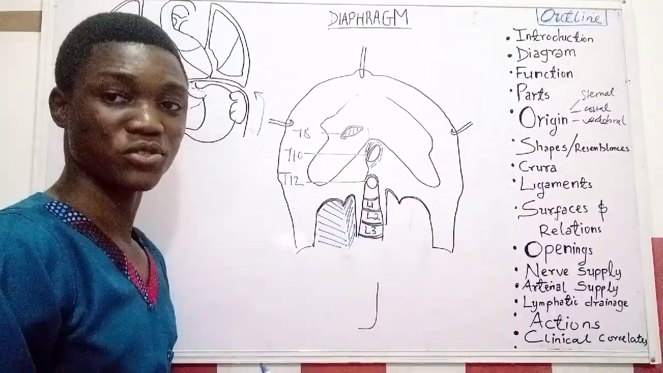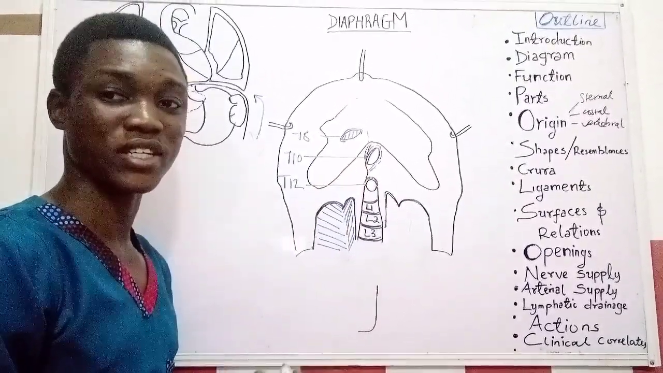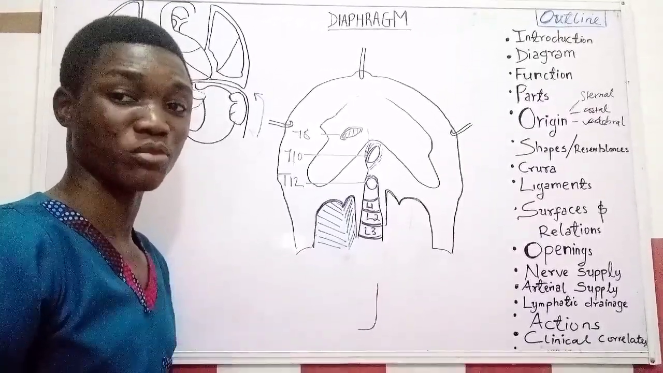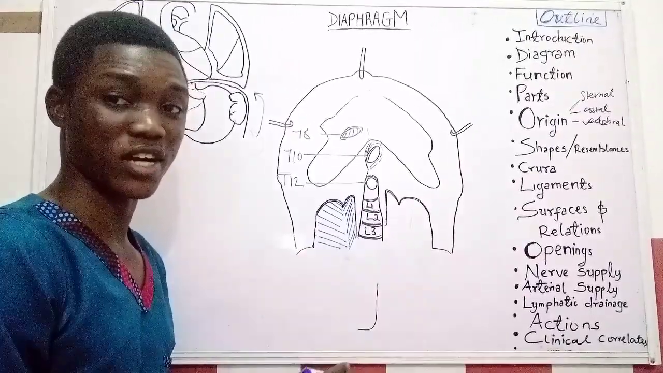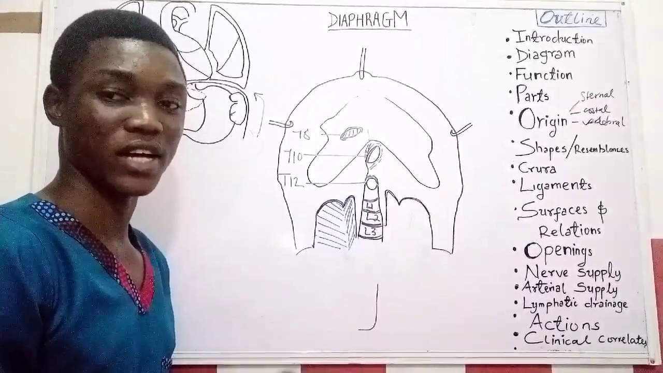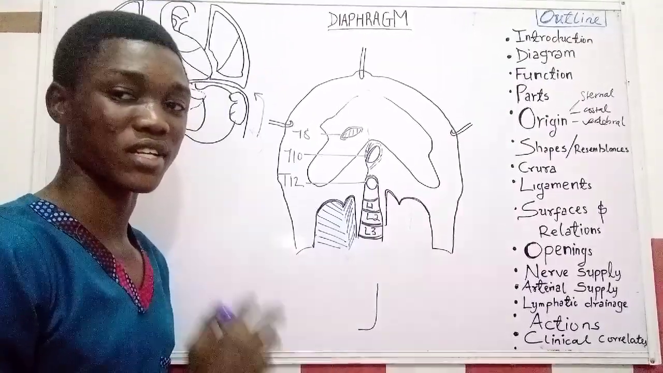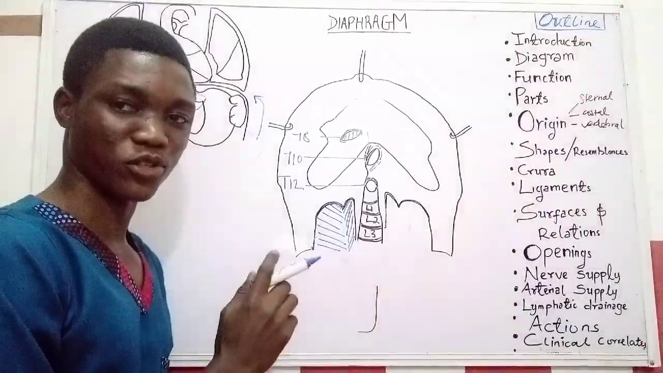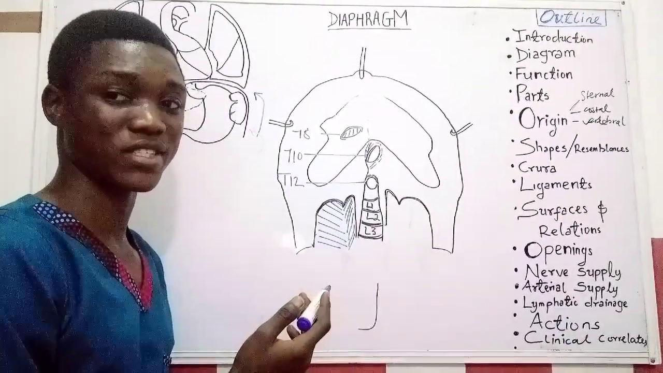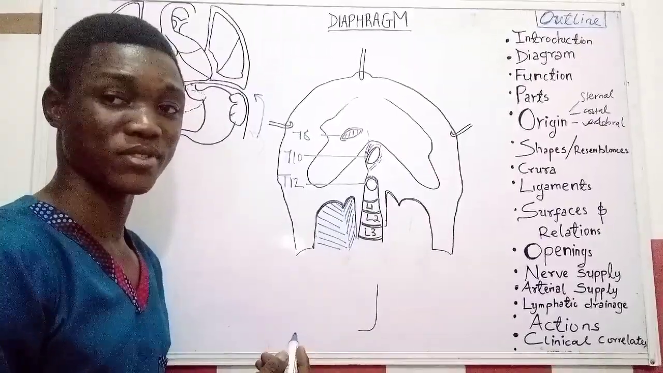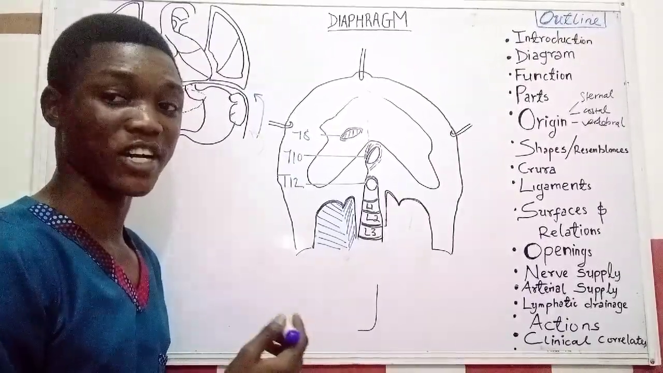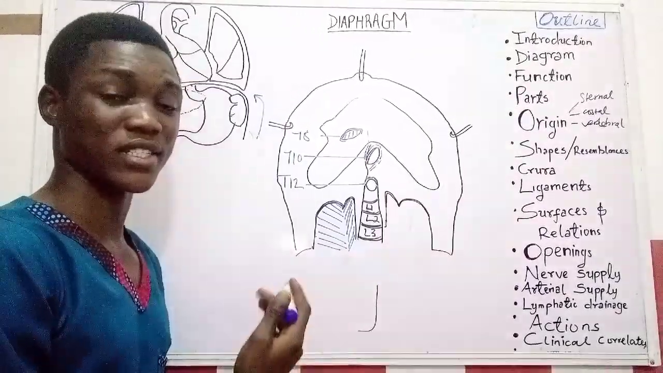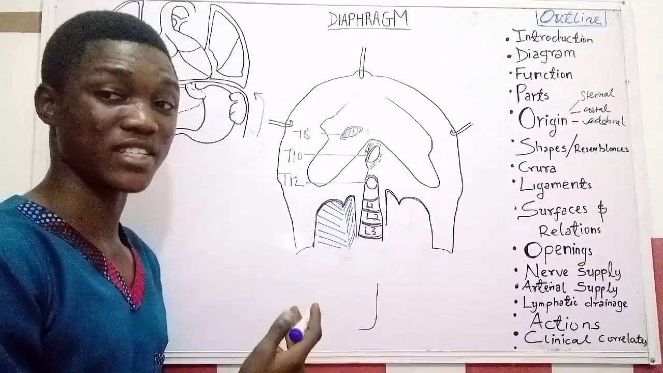The contents passing through the vena cava opening include the inferior vena cava, that drains from the abdomen and the lower limbs into the heart, and the right phrenic nerve. These are the 2 major contents that pass through this opening. Then for the esophageal opening, the contents passing through it include the esophagus, the right and the left vagal trunks that supply most of the viscera, and the esophageal branches of the left gastric artery.